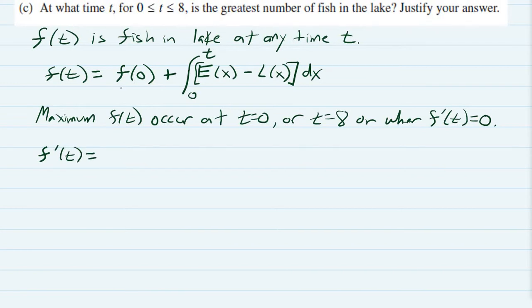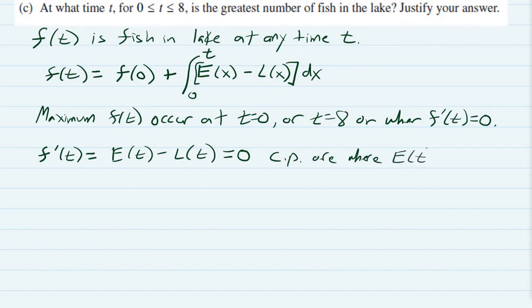Well, the derivative of f of 0 would be 0, it's a constant, and then the derivative of the integral of E of x minus L of x from 0 to t is just E of t minus L of t, and I am going to set that equal to 0. So therefore, my critical points are where E of t is equal to L of t. I'm going to determine where E of t equals L of t graphically.